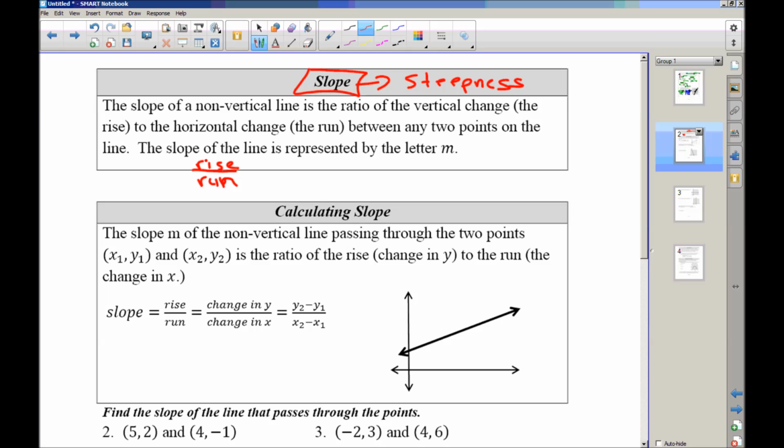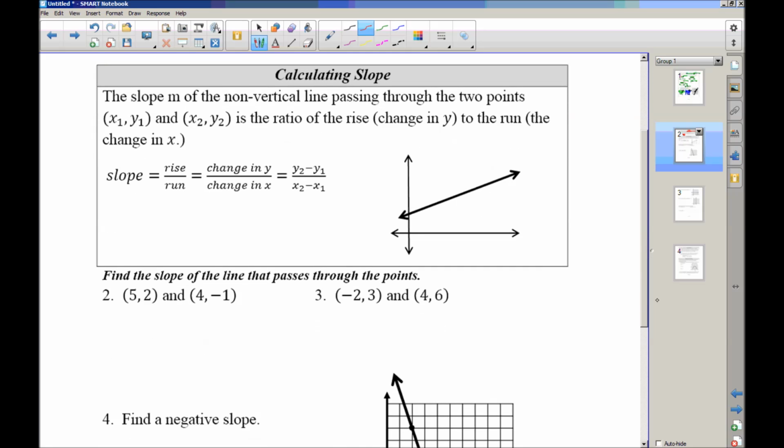All right, so calculating slope. The slope of a non-vertical line passing through two points, x1, y1. This is just point 1. That's what those little ones underneath there mean. And x2, y2. This is just point 2.